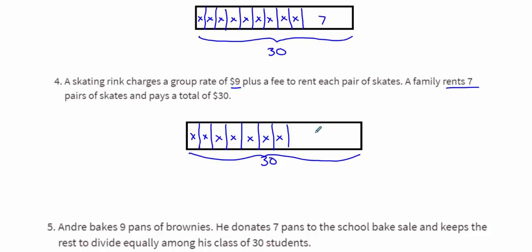And then they also pay the $9 fee. So the $9 fee plus the 7 skates, so each one of these X represents the cost of 1 pair of skates, and they have 7 of them. That's how we draw that one.